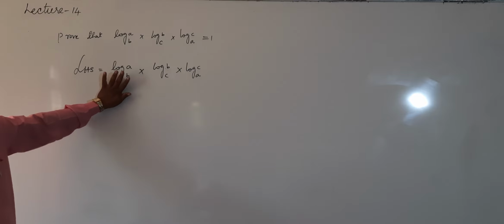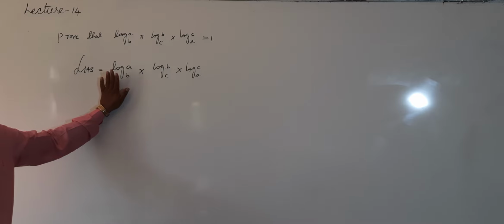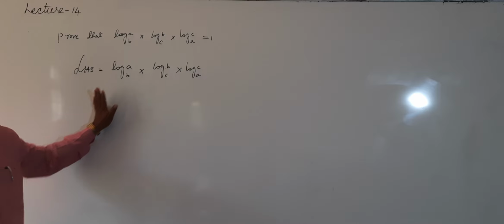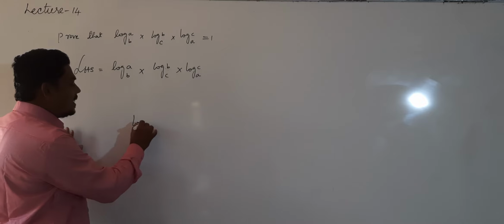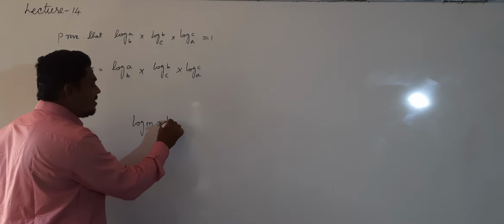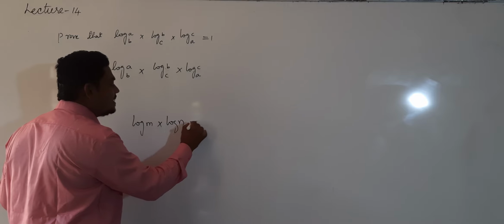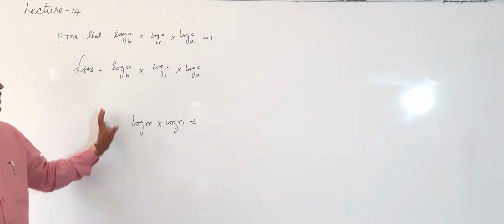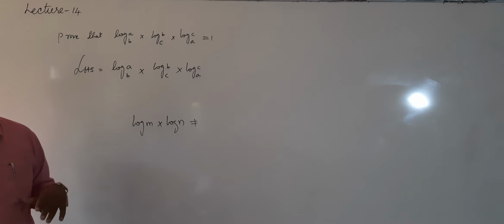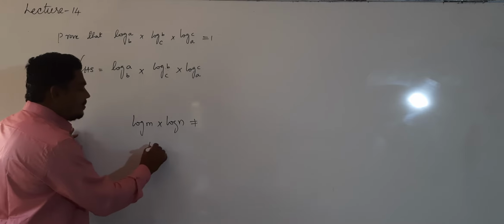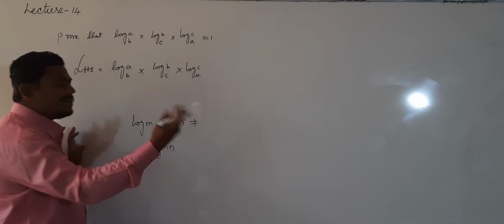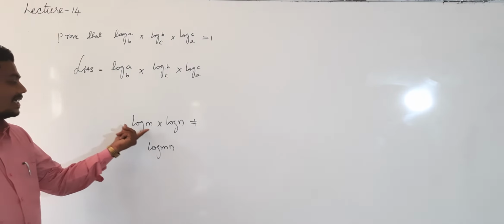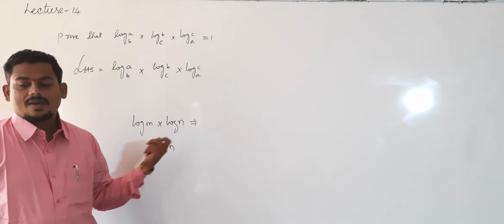But we don't have any property for log m into log n into log p. Log m into log n is not equal to log m plus n. For product we don't have any formula. Log of mn is log m plus log n, but log m into log n we don't have any property.